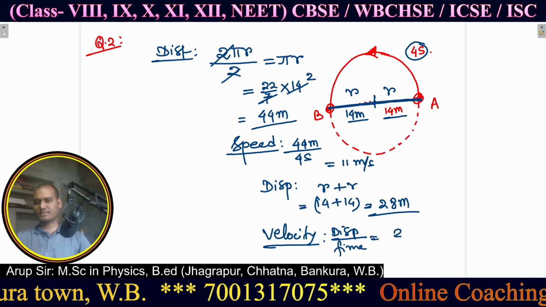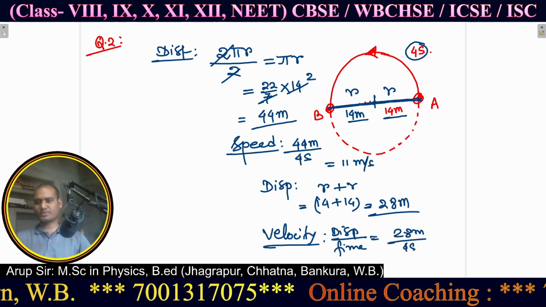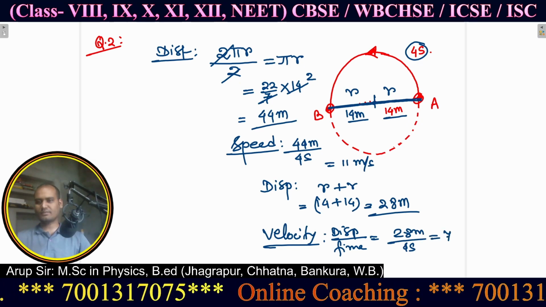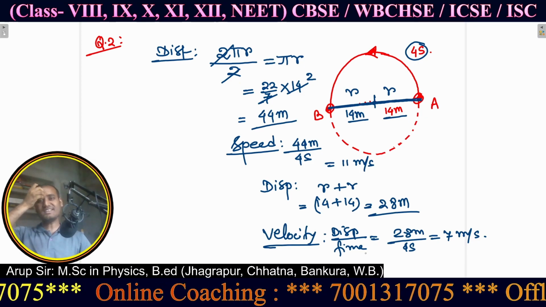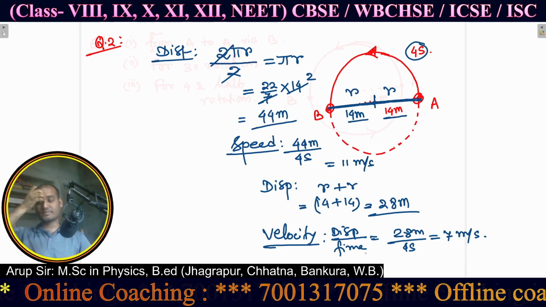So displacement is 28 meter and time is 4 seconds. So after cancelling you will get 7 meter per second, right? This is how you can easily calculate the distance and displacement.